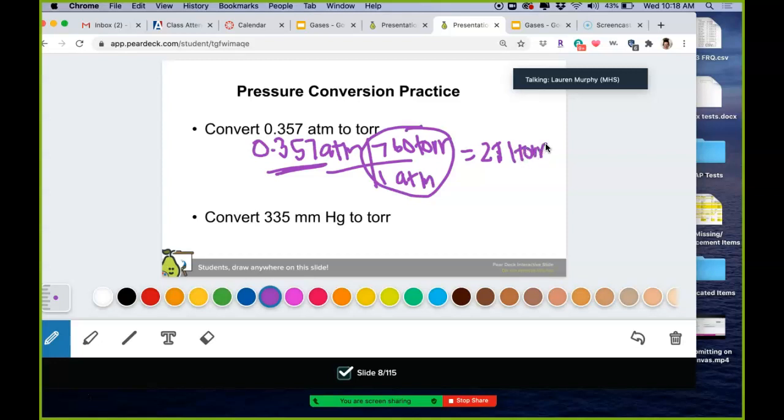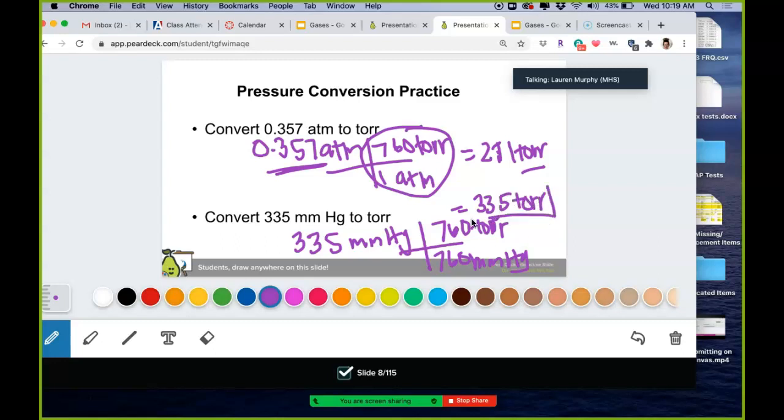271 torr. This one says convert millimeters of mercury to torr. Well, millimeters of mercury and torr are the same exact unit. So it's the same exact number, which is 335 torr. Question so far?